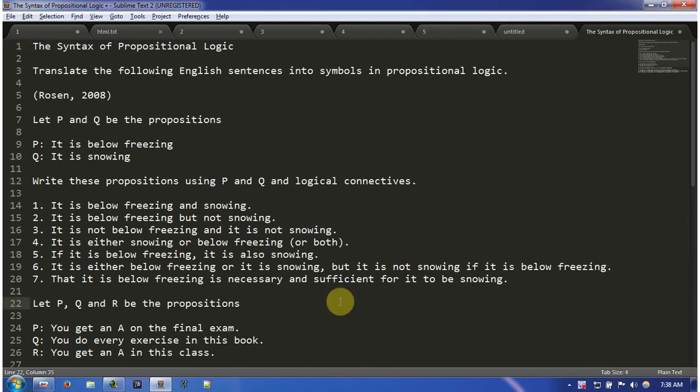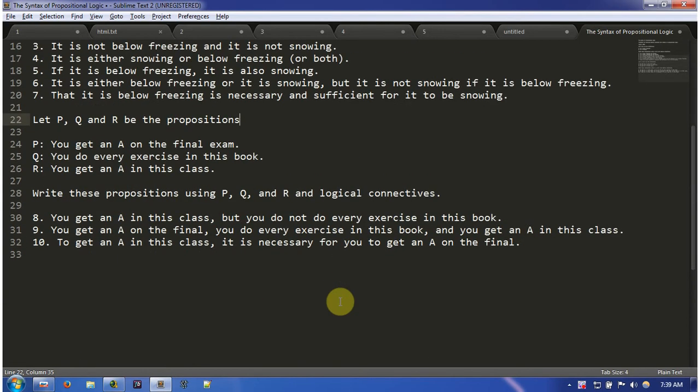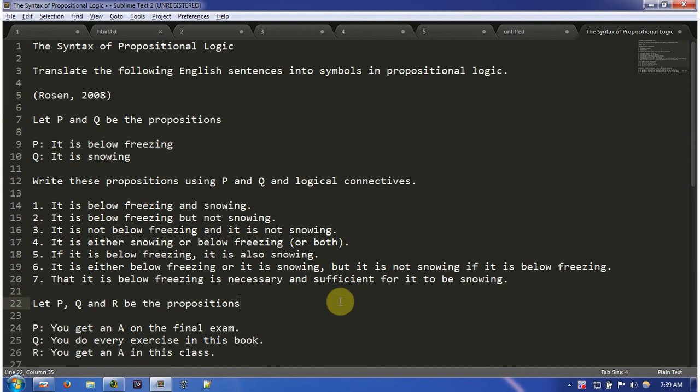I'll be discussing some of the exercises in discrete mathematics. Our topic for today is the syntax of propositional logic. All of the questions here were taken from Rosen. The instructions are: translate the following English sentences into symbols in propositional logic. The first set of questions.